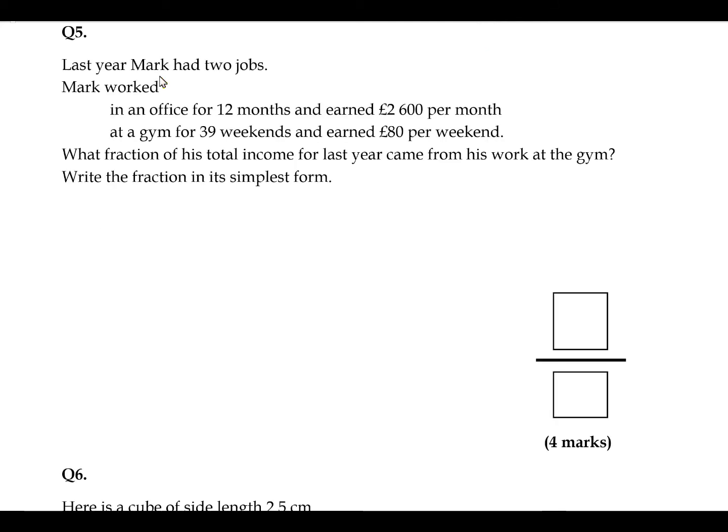Question 5. Mark had 2 jobs. Mark worked in an office for 12 months and earned £2,600 per month. He also worked at a gym for 39 weekends and he earned £80 per weekend. What fraction of his total income for last year came from the work at the gym, and what fraction is it in its simplest form? So the first thing we need to do is we need the total income for last year.